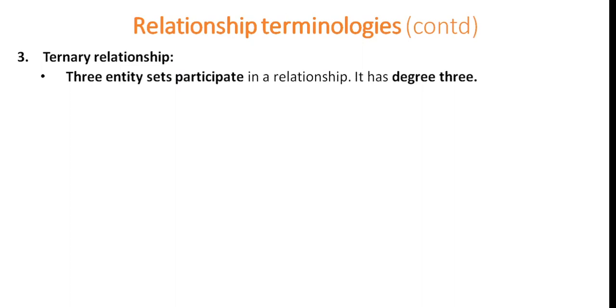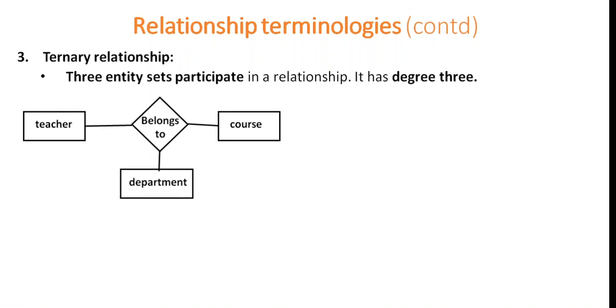Now next is the ternary relationship. Now you have got the concept of relationship. A ternary relationship means that three entity sets are participating in a relationship, and it has degree 3. Now let's take one example.